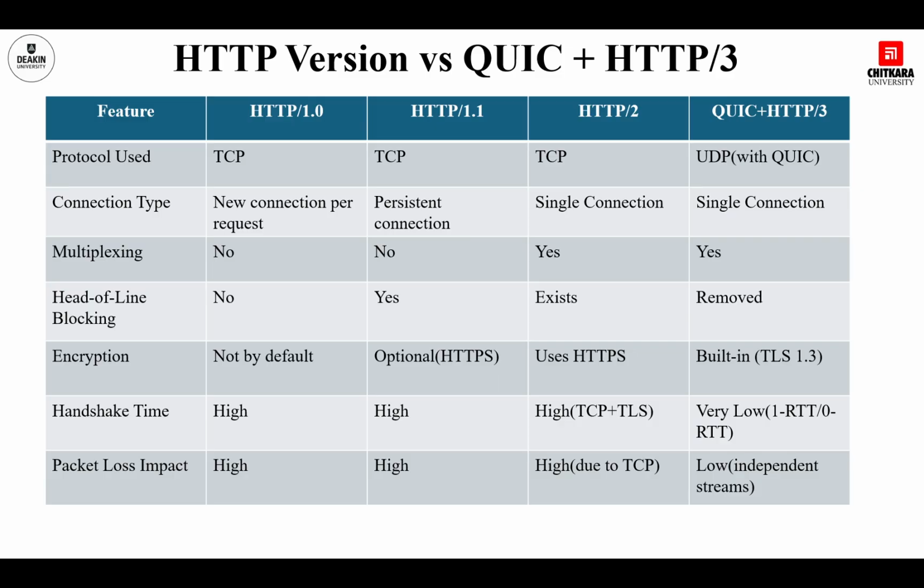So 1 RTT: first of all, if I want to log into Amazon.com, I will directly log into Amazon.com. For the first time, if I log in, then 1 RTT will be used. But the next time I open Amazon.com during a specific duration, then what will happen?